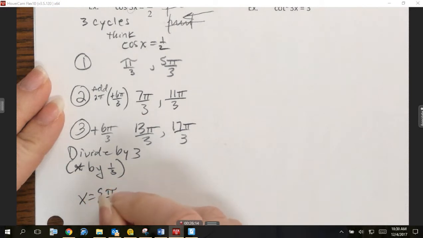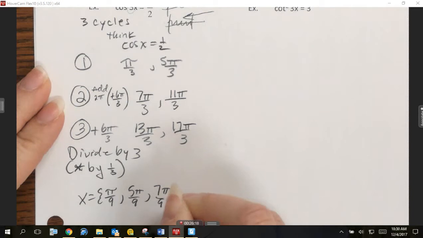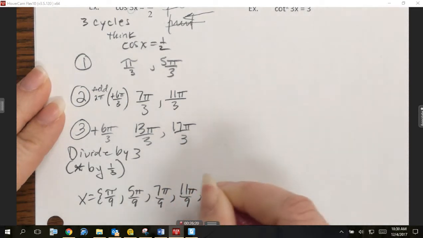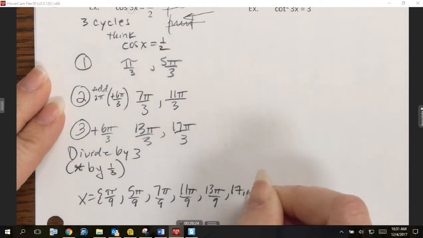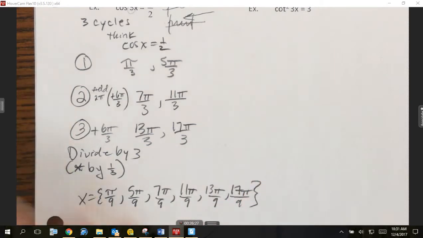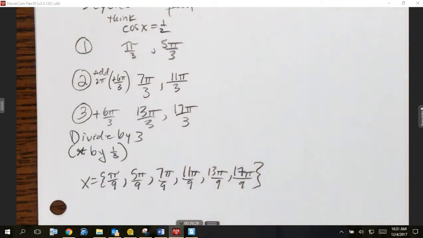So I'm going to get pi over 9, 5 pi over 9, 7 pi over 9, 11 pi over 9, 13 pi over 9, and 17 pi over 9. The top never changes because it's 1/3. Well, I shouldn't say it never changes, but we're not doing any that are just that crazy. We're going to play 6 pi.